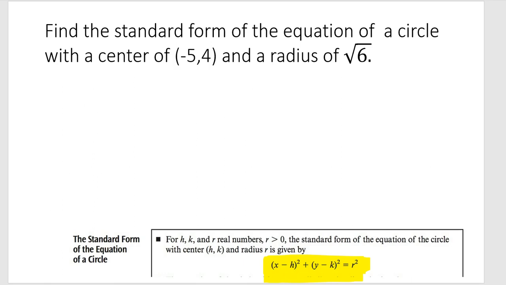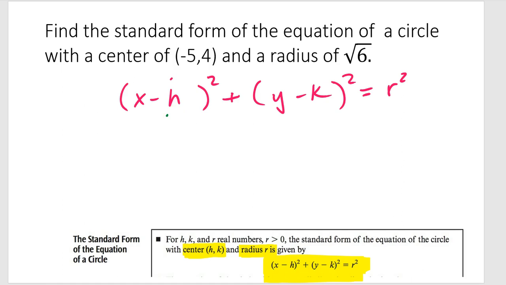Now this one we will need to memorize: the standard form of an equation for a circle. If you notice, in the standard form for an equation for a circle, H, K is the center and R is the radius. So we start with our formula or equation, and we're going to replace our center, which we know is -5, 4. So this is our H and our K. So let's replace H with -5 and K with 4. Okay. Next we have our radius. Our radius is square root of 6.